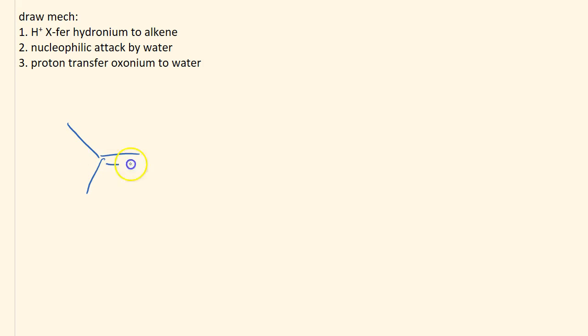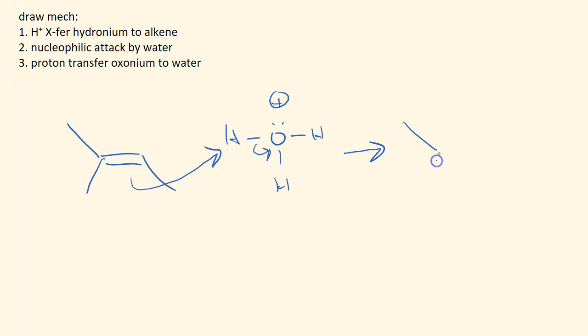So here's an alkene, and our first step is going to be proton transfer from the hydronium to the alkene. So here's our hydronium ion with its positive charge. And this gives us our carbocation intermediate, with a proton added to the right-hand carbon to give us the tertiary carbocation. That makes this go much faster.